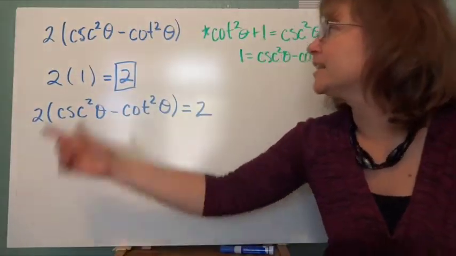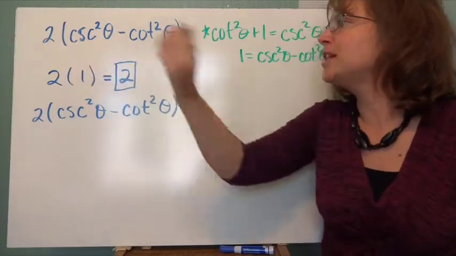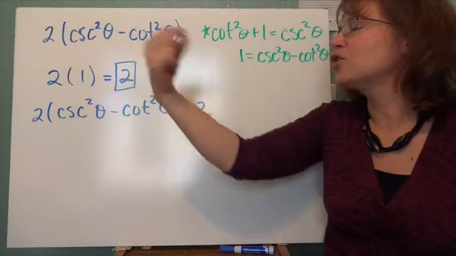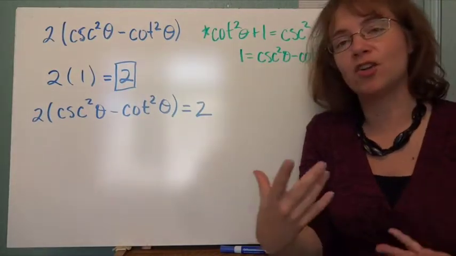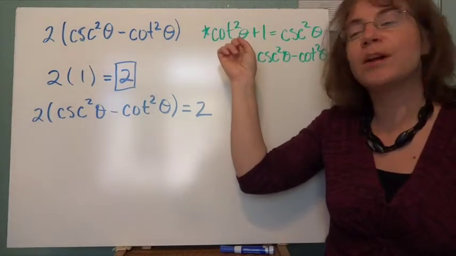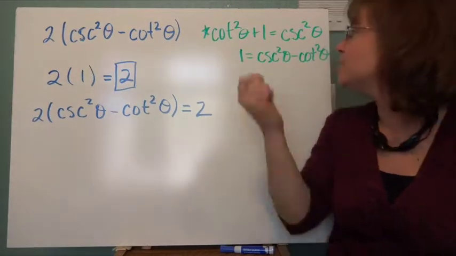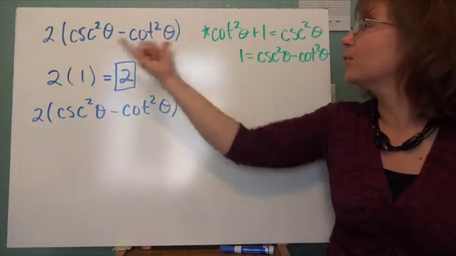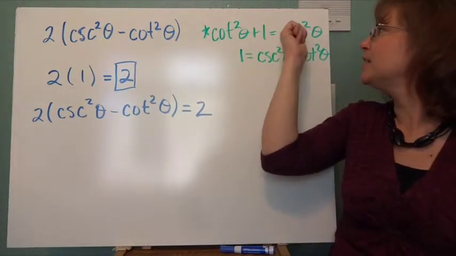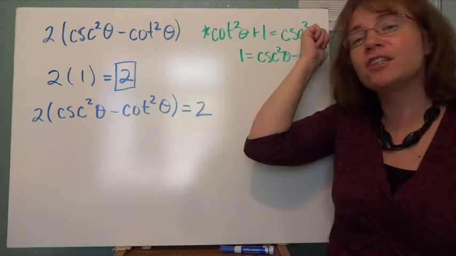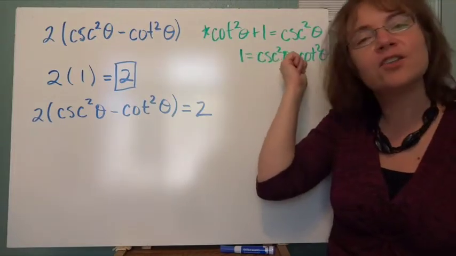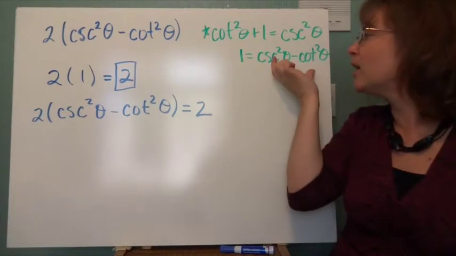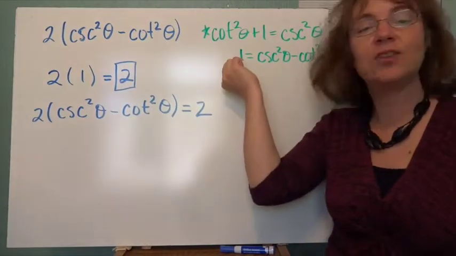If we have something that looks a little more complicated, we have 2 times cosecant squared of theta minus cotangent squared of theta. When we have these cosecants and cotangents, we want to look at the cosecant-cotangent identity. So cotangent squared of theta plus 1 is equal to cosecant squared of theta. I can take this and solve for 1. When I do that, I have 1 equals cosecant squared of theta minus cotangent squared of theta, subtracting cotangent squared from both sides. So this is the same thing as 1, and instead of this value, I can substitute in the 1.